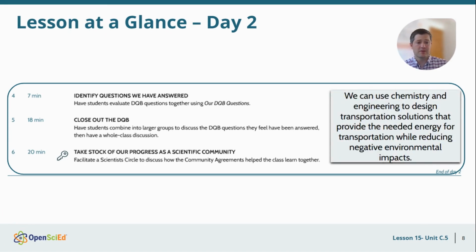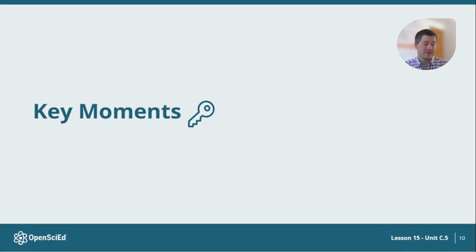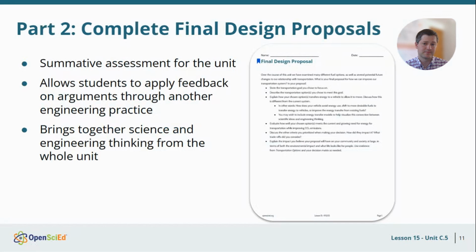And here we're thinking more broadly about how we can use chemistry and engineering to design solutions. And that is our major takeaway. We can actually use chemistry along with engineering thinking to design solutions that consider both energy and environment. Let's look at some key moments here.